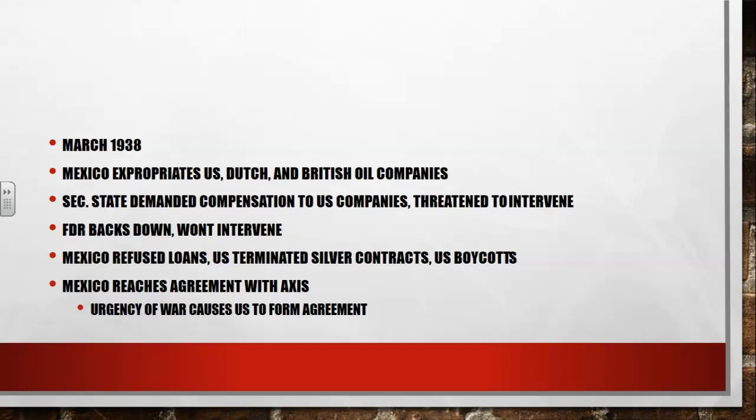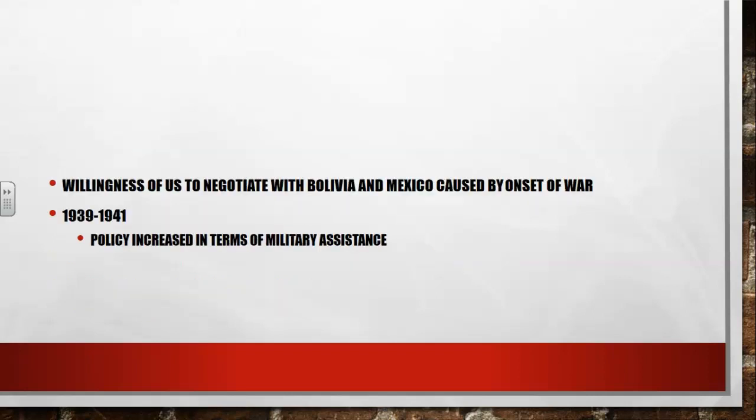Mexico is then going to reach an agreement with the Axis, and this urgency of war is going to cause the United States to ultimately form an agreement, because the United States, although being neutral, is definitely opposed to the Axis powers, and this is ultimately going to lead them to form an agreement with Mexico. Then we're going to get the willingness of the United States to negotiate with Bolivia and Mexico, and this is going to be caused by the onset of war.